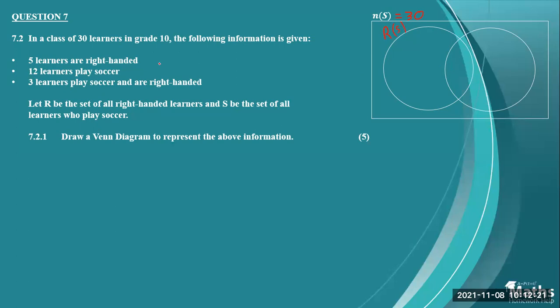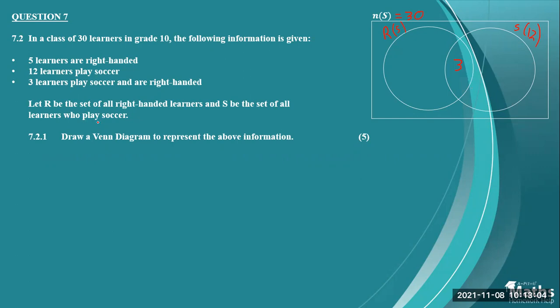12 learners play soccer, so we only have right-handed and soccer. In grade 10, you will only have 2 circles. In grade 11, they include a 3rd circle. So 12 learners play soccer, so I'm going to make this one my soccer. In total, there will be 12 learners who play soccer. Then they say 3 learners play soccer and are right-handed. So you first read everything. If it's play soccer and right-handed, it means it overlaps. So this will be 3.